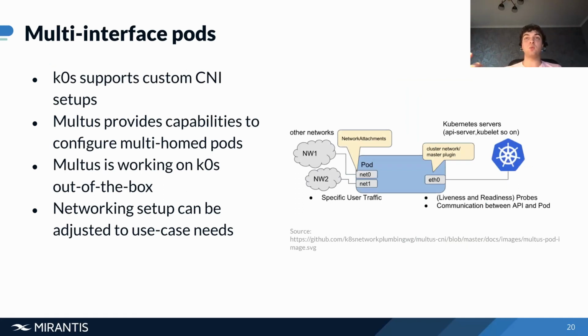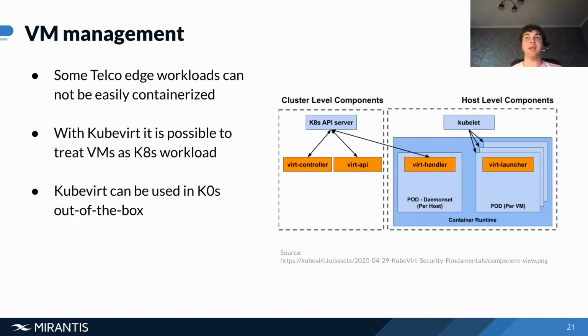So this slide shows what Multus is about. By default, one pod has only one network interface. But with Multus, you can extend this functionality and have multiple interfaces attached to one pod. I will show you how it works in k0s. And also about KubeVirt, it is basically VM management. So you can manage your virtual machines inside k0s itself.